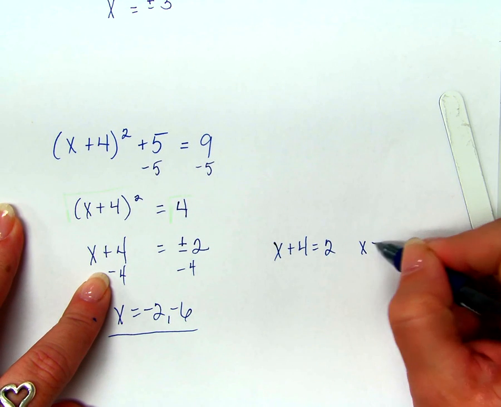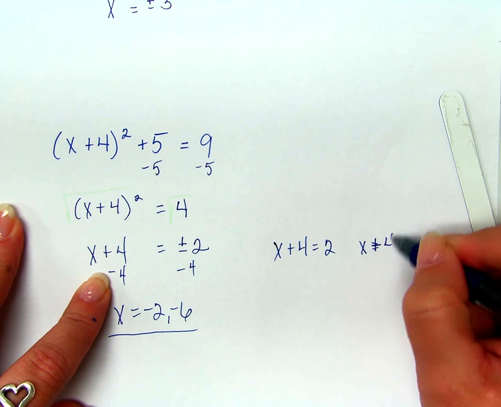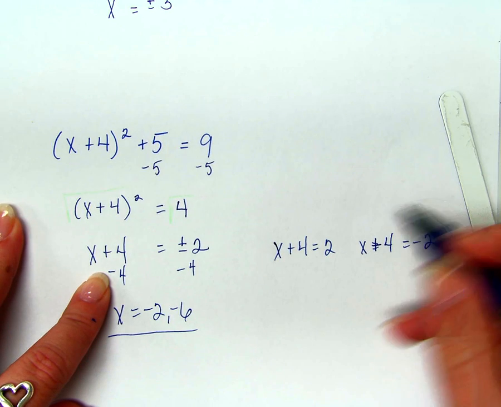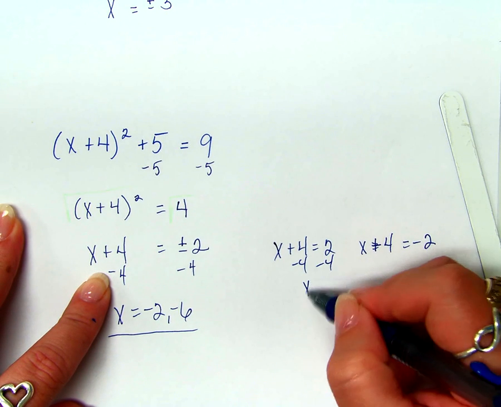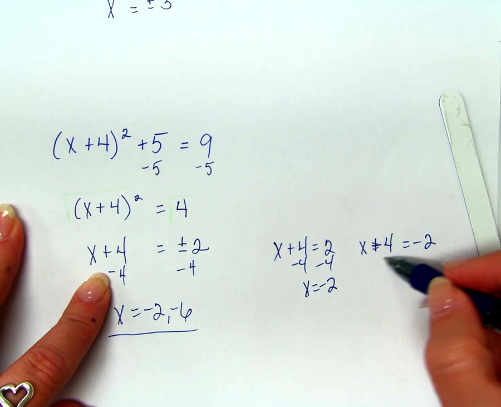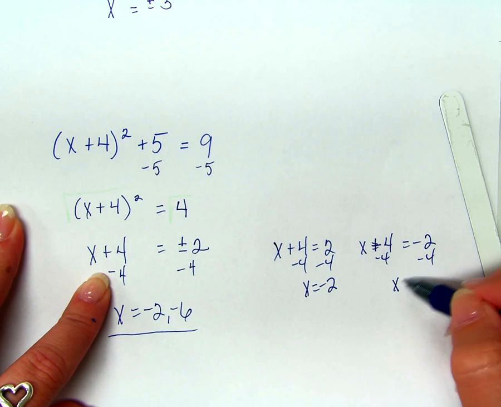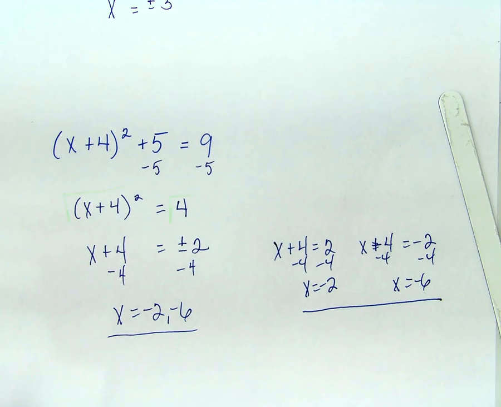Oops, x plus 4 equals negative 2. Then I would subtract 4 here and subtract 4 here and get x equals negative 2. Subtract 4 here, subtract 4 here, x equals negative 6. Look what I got. I got the same answers.